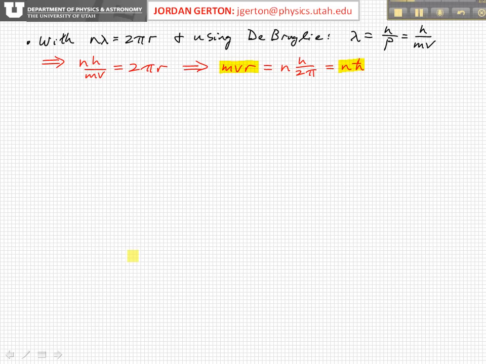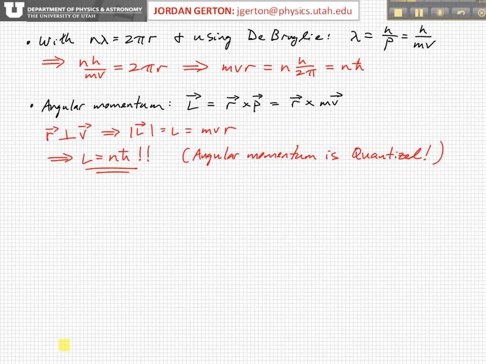Now, some of you may recognize what mvr is, okay? That's the angular momentum, the classical angular momentum. And just to show that, the angular momentum L, the vector, is defined to be the cross product of the position vector of a particle relative to some point, r, times its momentum vector, okay? And again, for a non-relativistic particle, the momentum is just mv, and so we have r cross mv.